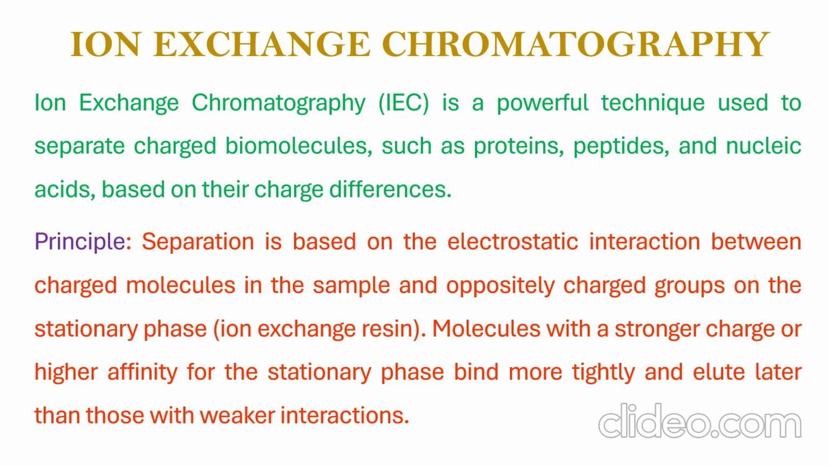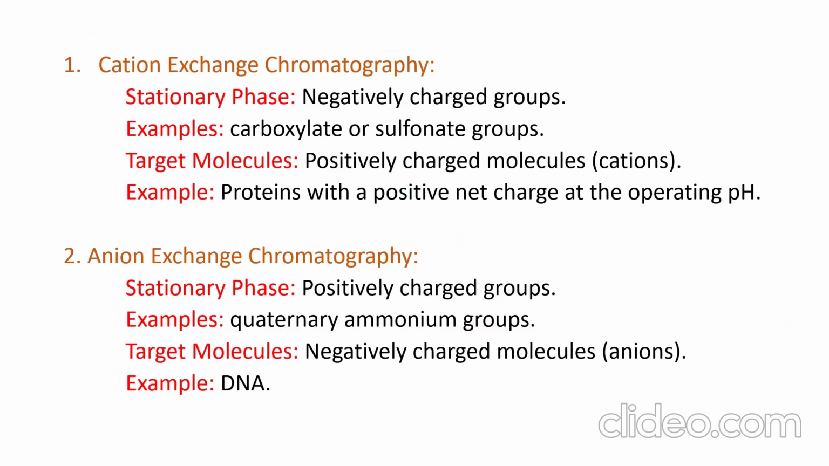Molecules in the sample carry charges depending on their chemical structure and the pH of the mobile phase. These charged molecules interact with the oppositely charged groups on the stationary phase. Based on the charges, we have cation exchange chromatography and anion exchange chromatography. Cation exchange chromatography uses a negatively charged stationary phase and binds positively charged molecules, example proteins with a positive net charge at the operating pH. Anion exchange chromatography uses a positively charged stationary phase and binds negatively charged molecules, example DNA.